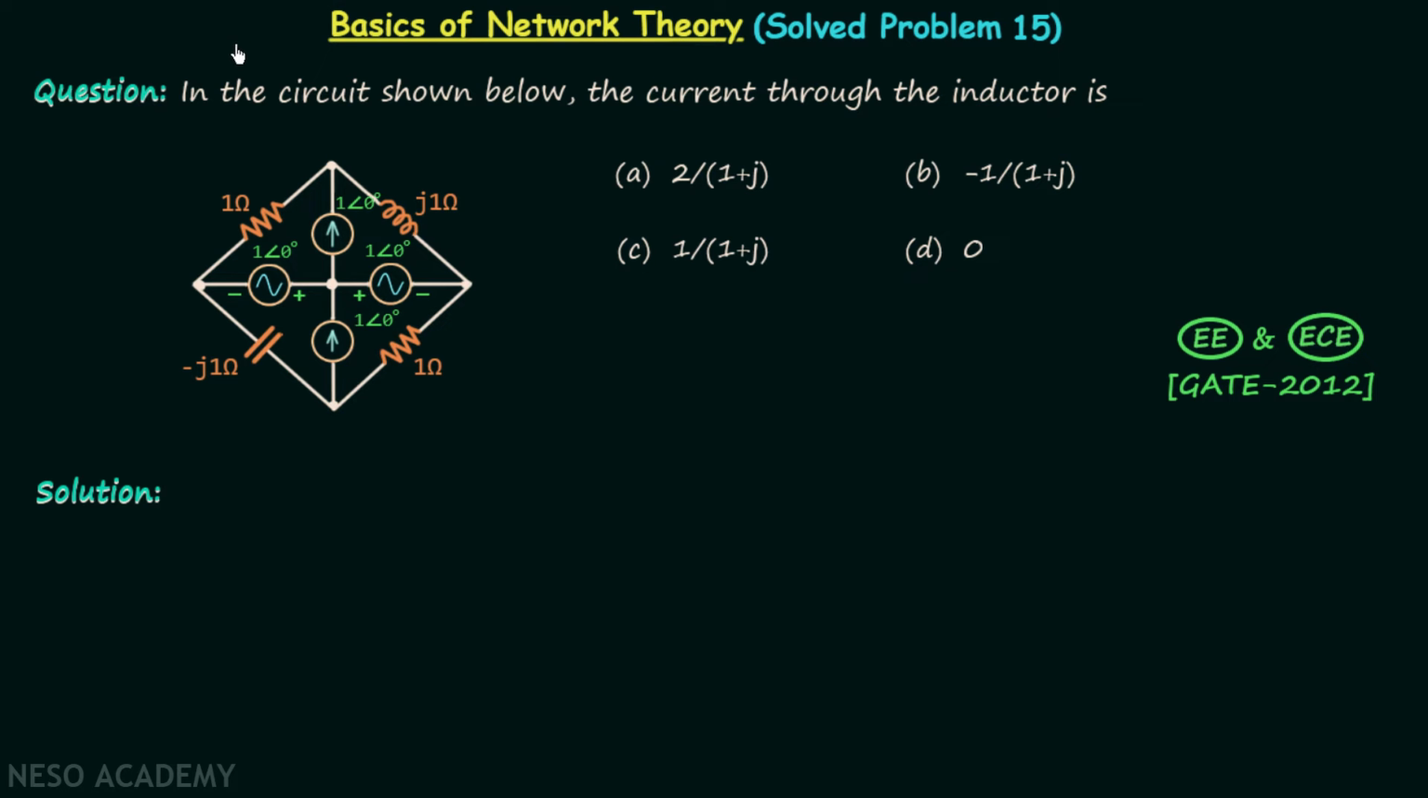Now we are going to solve our 15th problem, and according to the problem we are required to find out the current through the inductor. When you observe the given network, you will find there is only one inductor, and therefore we are required to calculate the current through this inductor. This problem appeared in both EE and ECE GATE 2012 papers.